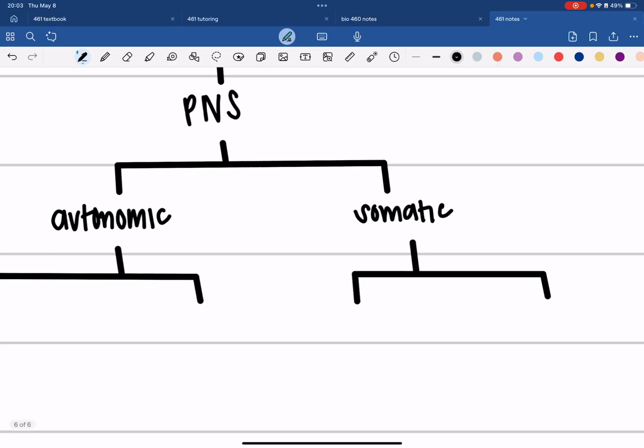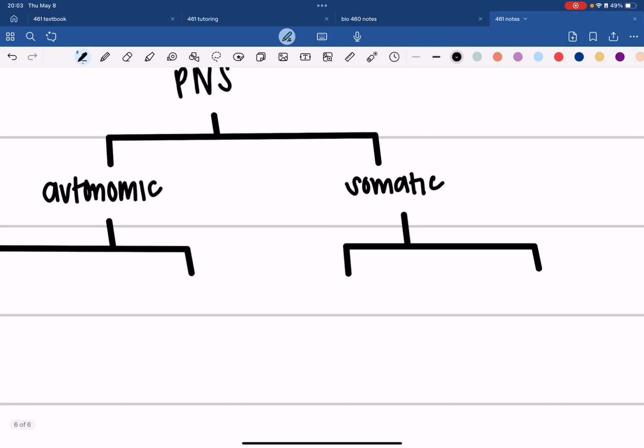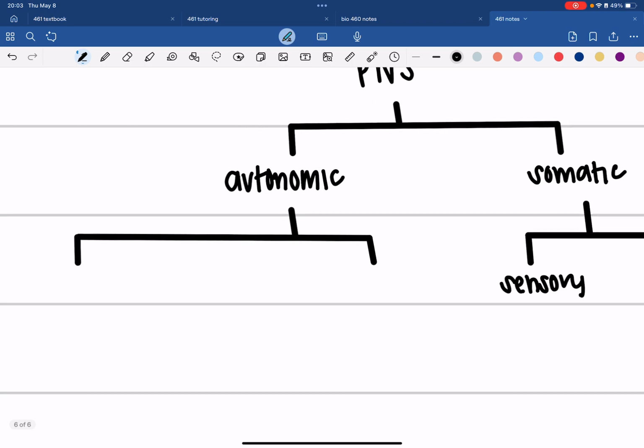And specifically, we'll be also separating this out further into the somatic, that's sensory and motor, and then the autonomic, that's going to be our parasympathetic nervous system, and then our autonomic, our sympathetic, that's going to be our SNS.